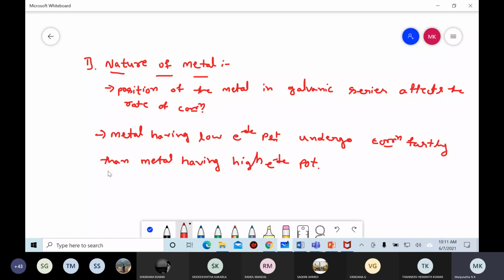For example, you take metals like iron, magnesium, and zinc. Once these metals are exposed to the environment, these metals have a low electrode potential. For example, iron has minus 0.44 and zinc has minus 0.76. So once these metals are exposed to the environment, they undergo corrosion very fast because they have a less electrode potential and readily undergo oxidation reaction when exposed to the environment.